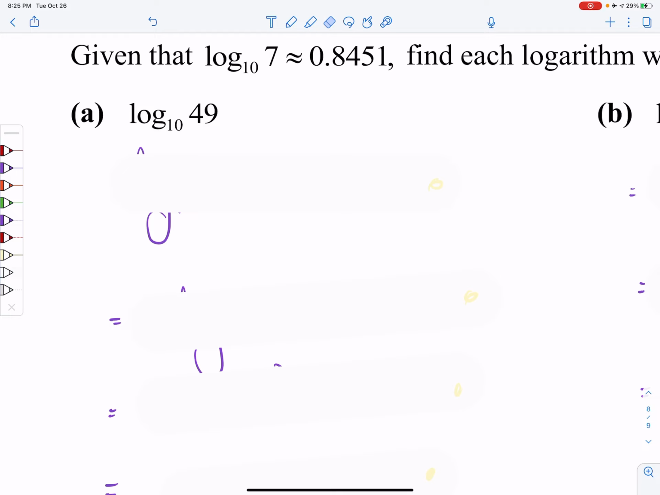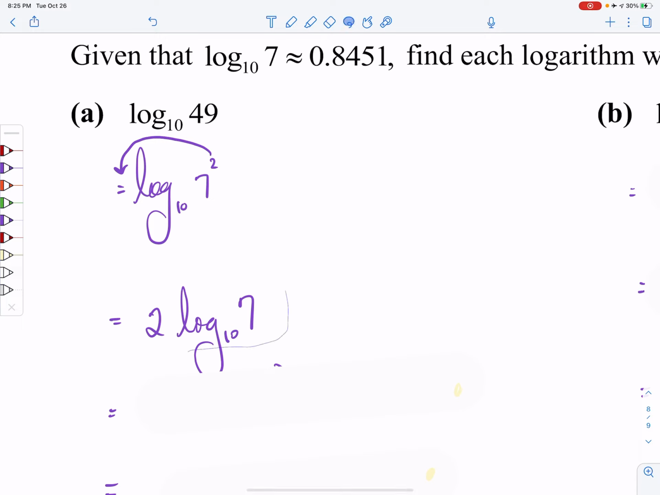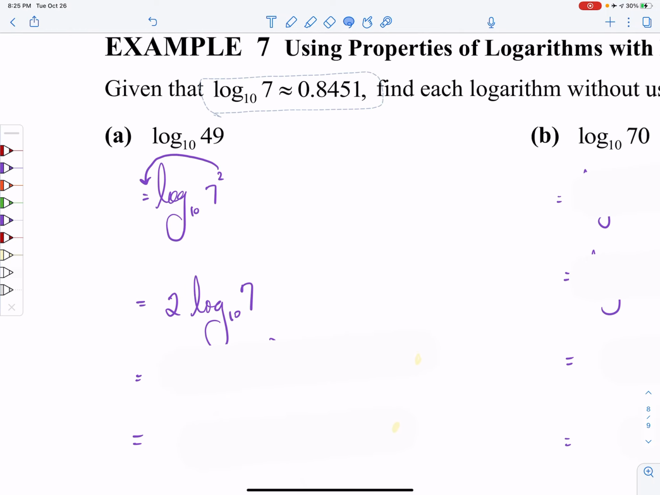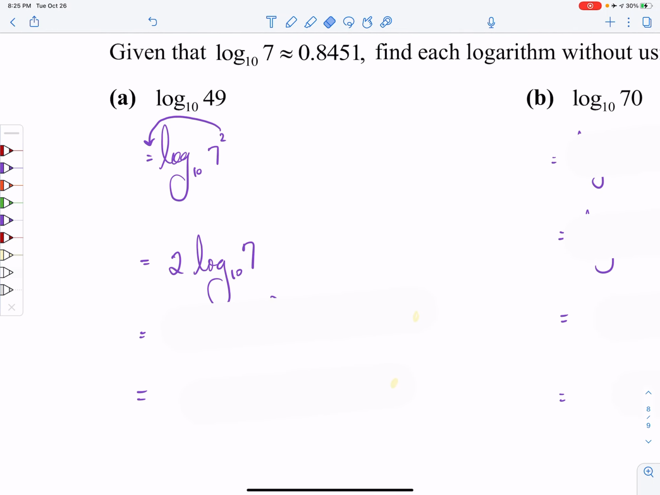Well, we know that 49 is the same thing as 7 squared. And all of a sudden, this is just my power rule. I'm going to take my power out to the front and multiply. So this will be 2 times log base 10 of 7. Leave the 2 alone. You're told in the directions that log base 10 of 7 is the same thing as 0.8451. So I'm going to just use substitution. I'll leave the 2 alone, but I'll substitute 0.8451 in for the log base 10 of 7.